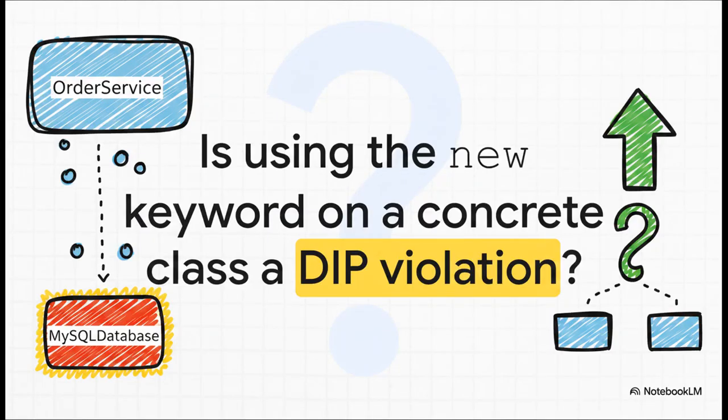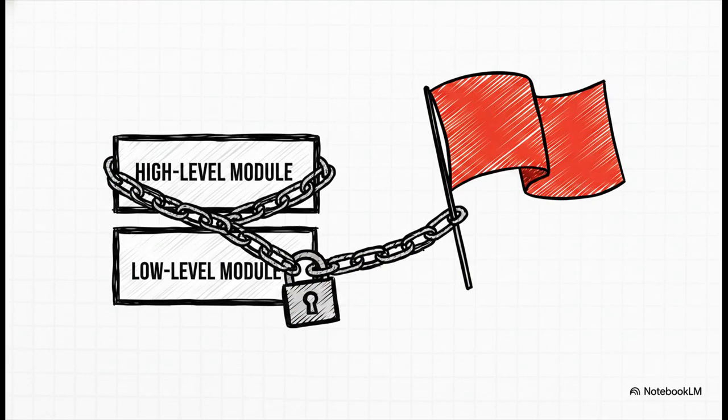Okay, question number one. Imagine you're inside your order service class, and you type this line of code: database equals new MySQL database. Is that a violation of the dependency inversion principle? Yes or no? Yes, 1,000 times yes. This is probably the single biggest red flag for a DIP violation. The second your high-level class uses that new keyword on a concrete low-level class, you've just hard-coded that dependency. You've created that tight coupling we've been talking about, and you've completely broken the principle.